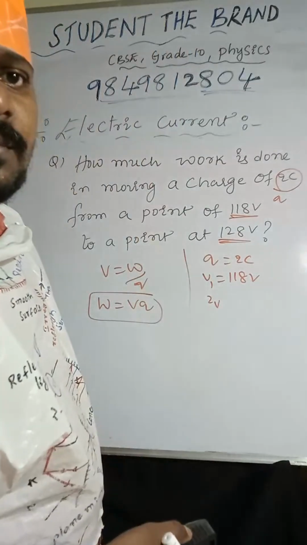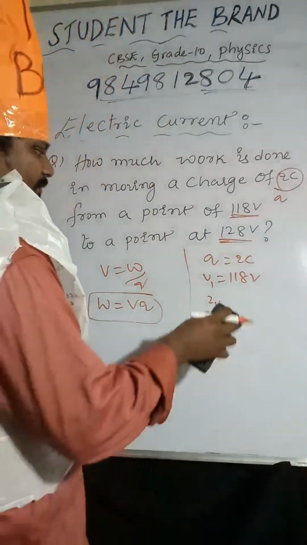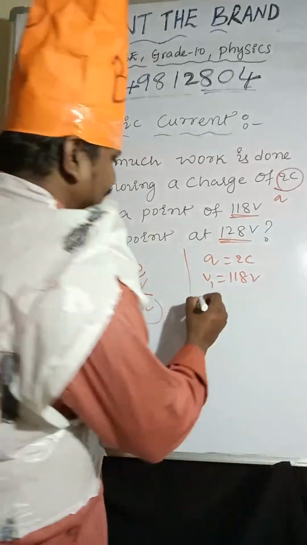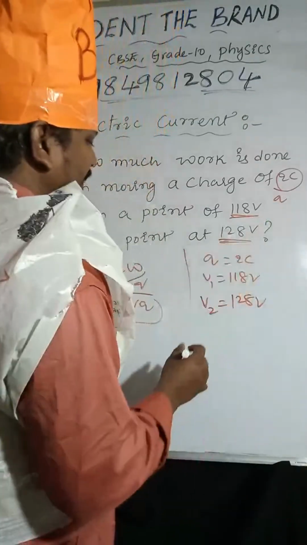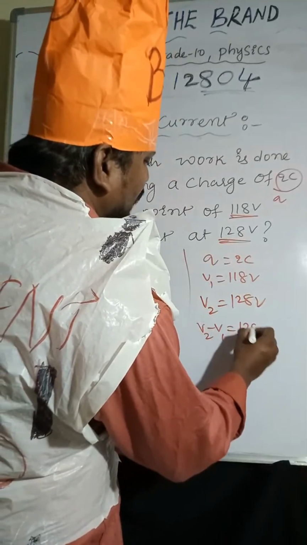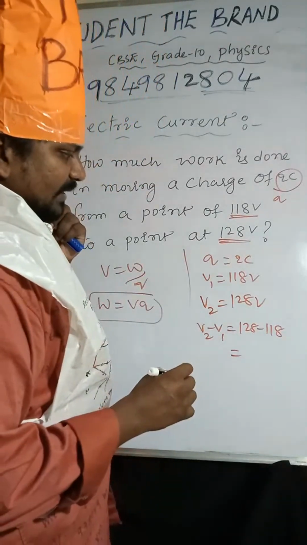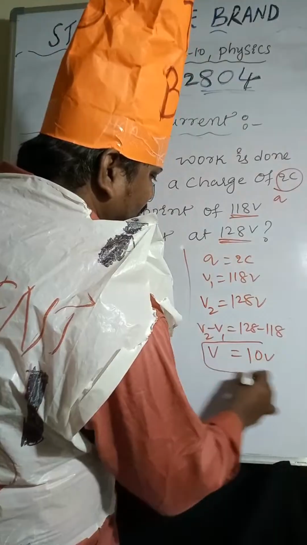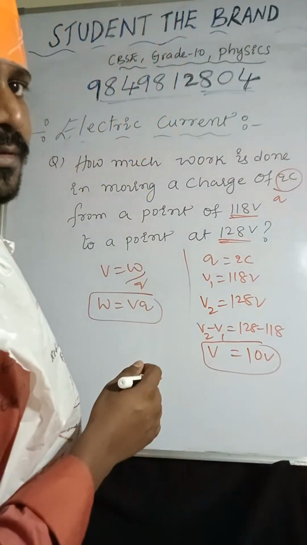Very good. Okay, V2 we have to find out. V2 is how much? 128. So V2 minus V1 equal to 128 minus 118. So how much you'll get? 10, right? 10 volts. V is 10 volts. Yes or no? V is 10 volts.